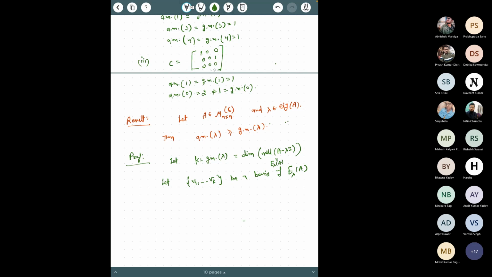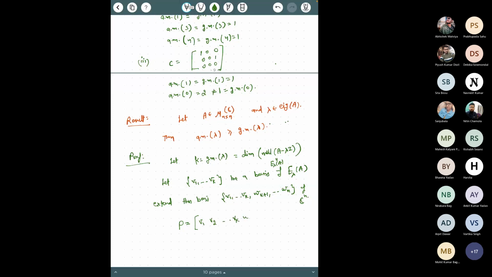So extend this basis to a basis of Cn. It's V1 to Vk, and then add some vectors, let's say Wk plus 1 to Wn. They form a basis for Cn. Then using these vectors, because they are elements in Cn, you can construct a matrix. Let us call this matrix P, where the columns are V1, V2, and so on up to Vk, and then Wk plus 1 to Wn. This is clearly an n cross n matrix because these Vi's and Wi's are of size n.